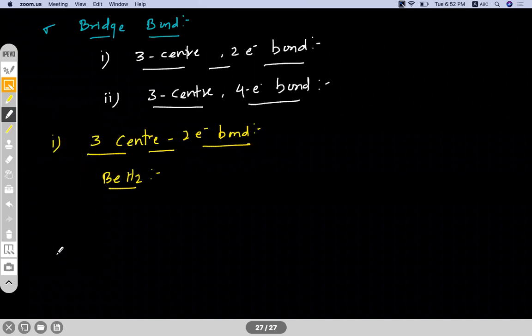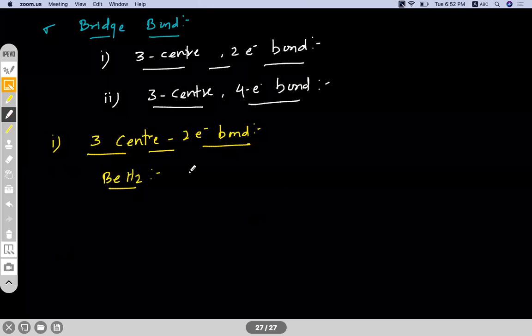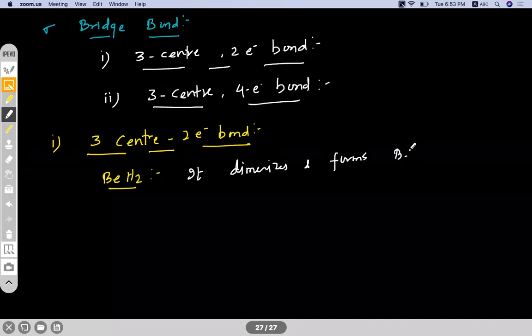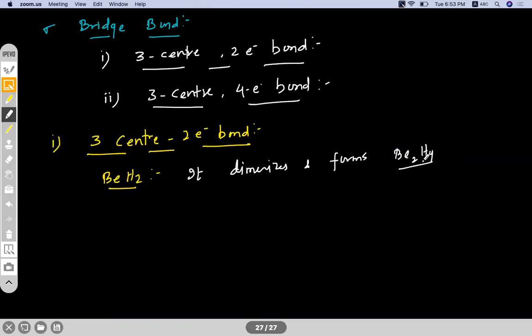BeH2 undergoes dimerization. It dimerizes and forms Be2H4. Dimerization means two molecules combine together. That is dimerization. Polymerization is when more than 2 molecules combine.